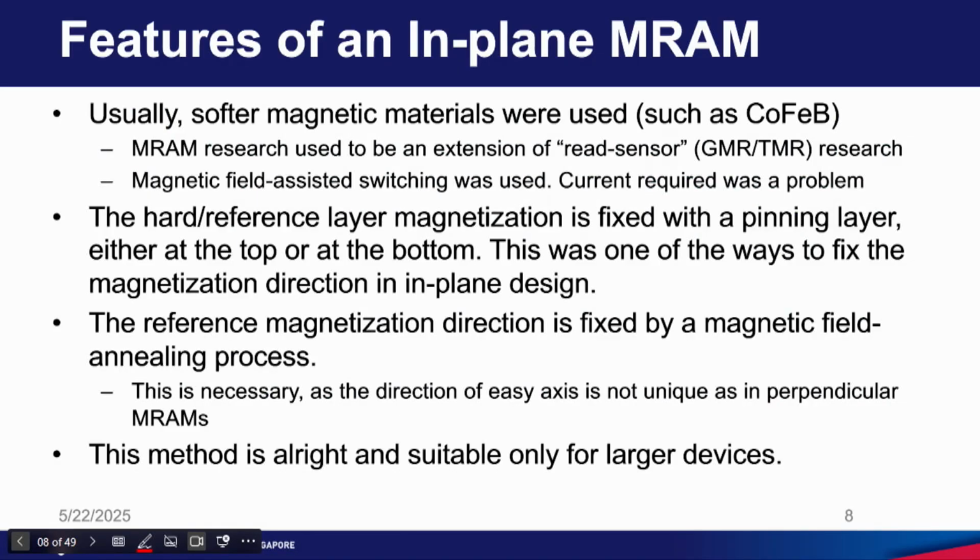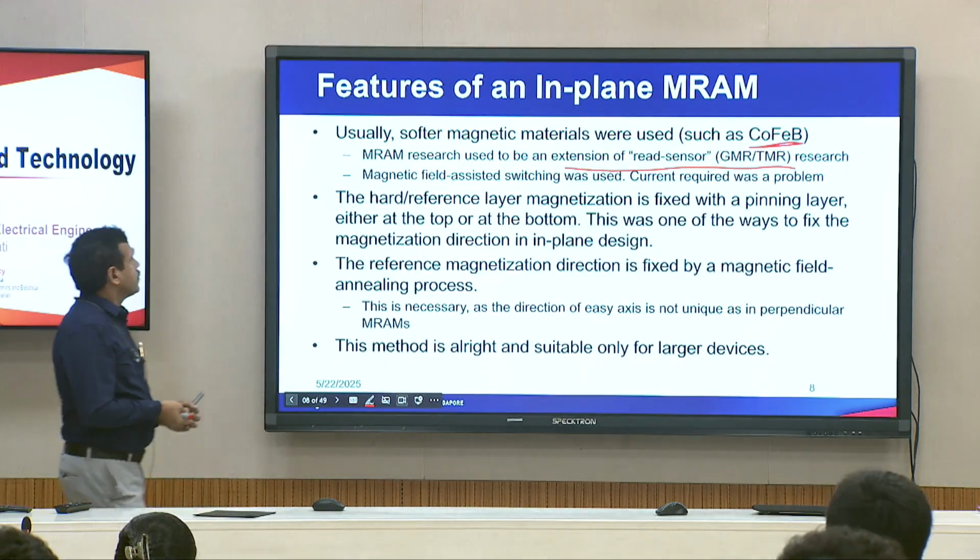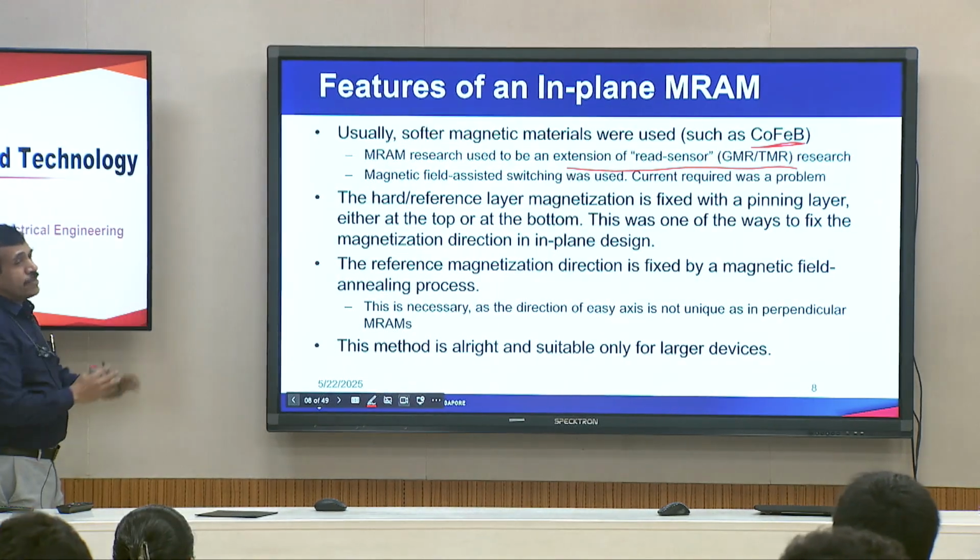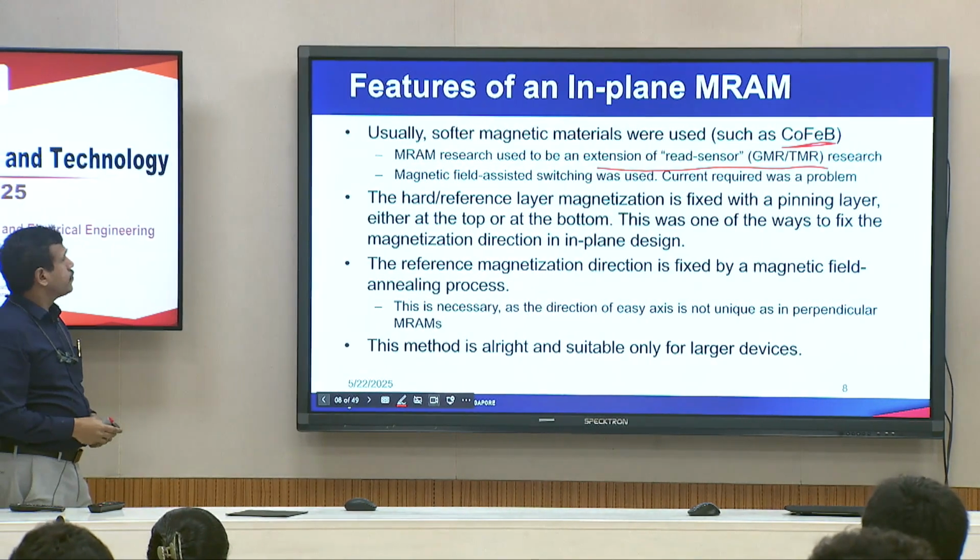Okay, so in plane MRAM usually uses soft magnetic materials like cobalt, iron, boron. The reason being, as I mentioned, this is an extension of read sensor projects from the hard disk industry. So, they have been using this cobalt and boron. They just stick to the materials used for read sensor.